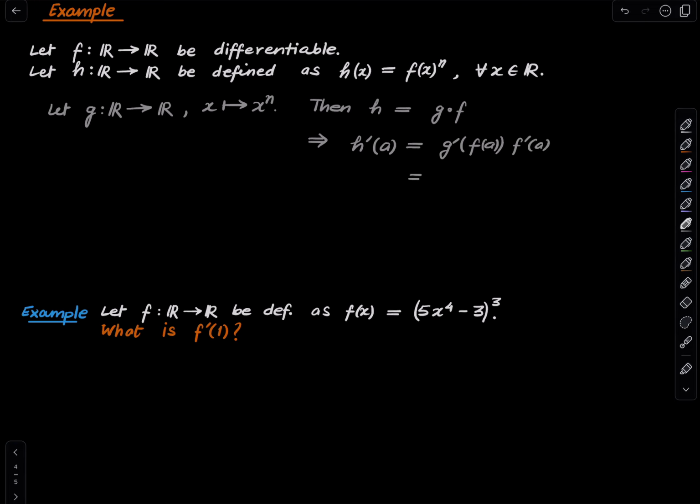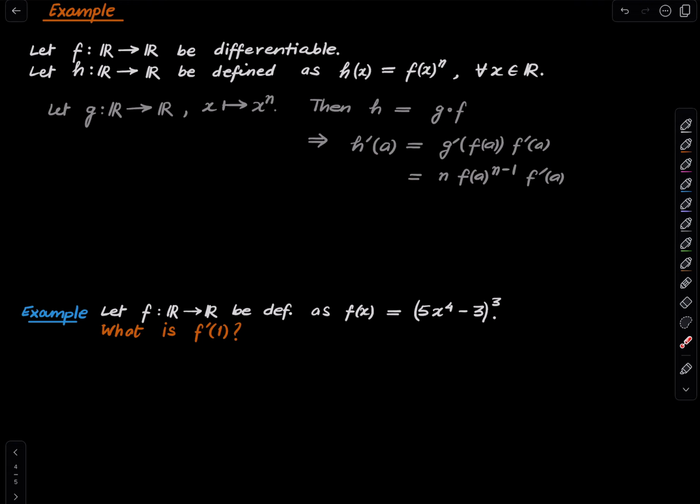But we know the derivative of g at any point. G is this polynomial. So we know the derivative of g at a is n a to the power n minus 1. So at f of a, it is correspondingly n f of a to the power n minus 1 f prime a. So that's the answer. We didn't need to fiddle around with the limits or anything. Once we have proven this general fact, it's so easy to compute derivatives. So if you have been given a complicated function, try to recognize it as composites of simple functions.